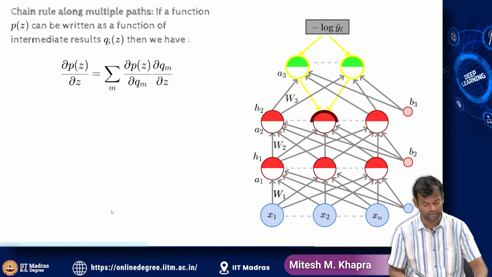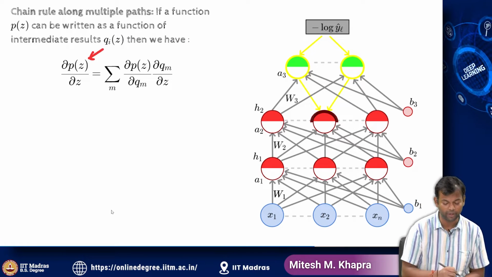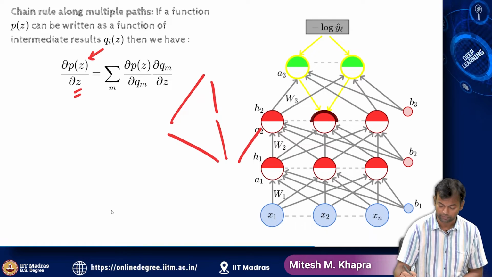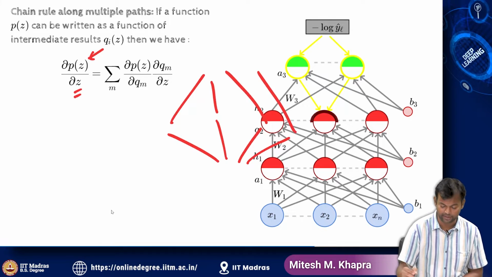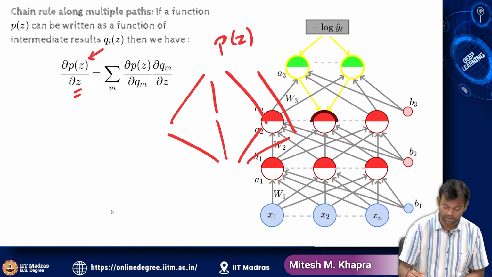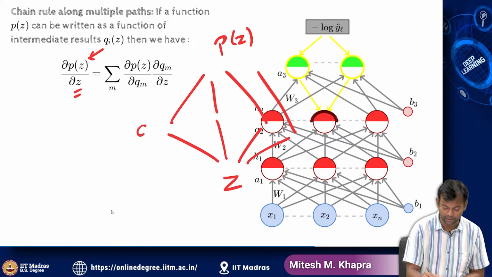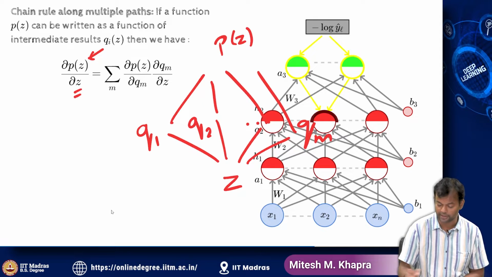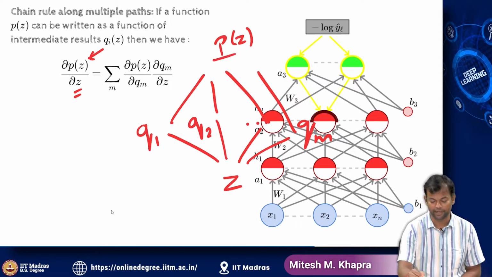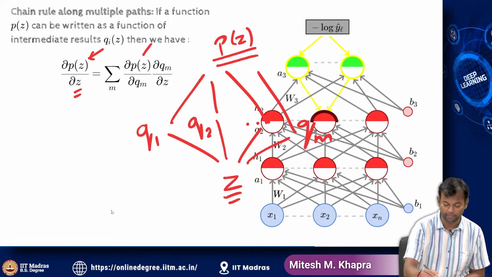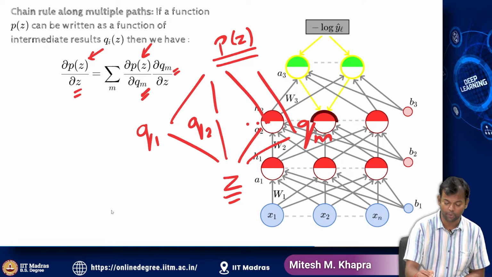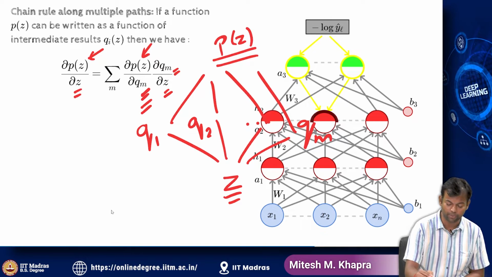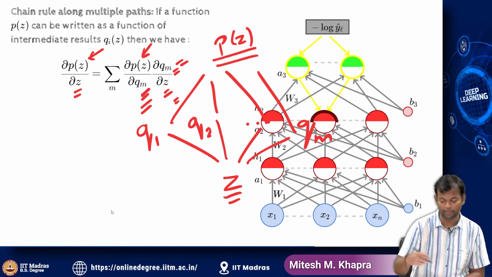So this is the formula that I would write: if I want to compute the derivative of p of z with respect to z such that there are multiple paths, there could be as many as m paths, such that I have z, I am computing some intermediate quantities q1, q2 up to qm using this z. Then if I want to compute the derivative of p with respect to z, it would be the derivative of p with respect to q1 into q1 with respect to z, plus p with respect to q2 into the derivative of q2 with respect to z, and I am just going to sum all these paths.